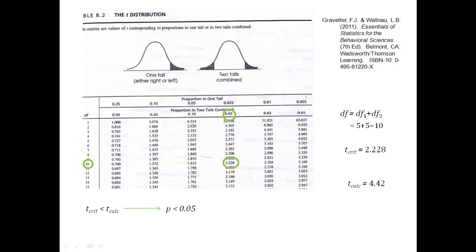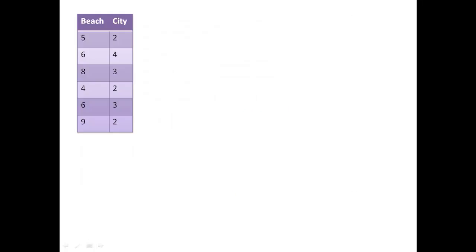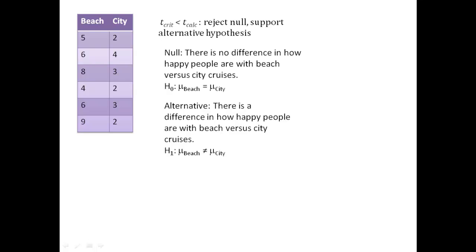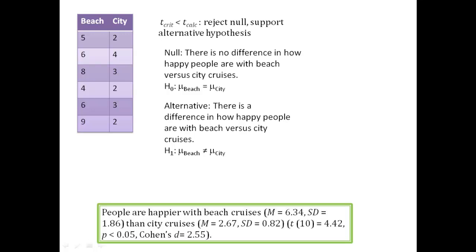So what does that mean? We're going to go back and look at our null and alternative hypothesis. Since our t-crit is less than our t-calc, that means we reject the null and we support our alternative hypothesis. Let's remind ourselves the null was that there was no difference, and the alternative is that there is a difference. And so that means that there is a significant difference between how much people like beach and city cruises. And the way that looks when you write it up in APA style is you would say people are happier with beach cruises than city cruises. And you report the means and standard deviations and all of the statistics you calculated. So t, p, and d.